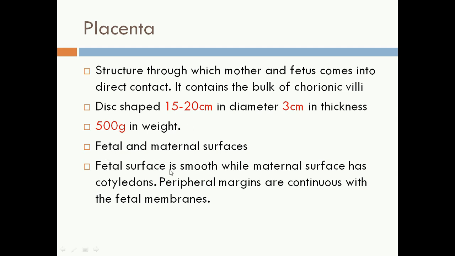The fetal surface is usually smooth and covered with the fetal membranes, while the maternal surface is thrown into a number of cotyledons and is usually not smooth. The peripheral margins are continuous with the fetal membranes, and they are the passage through which the blood from the fetus communicates with the maternal blood for oxygen and gaseous exchange.